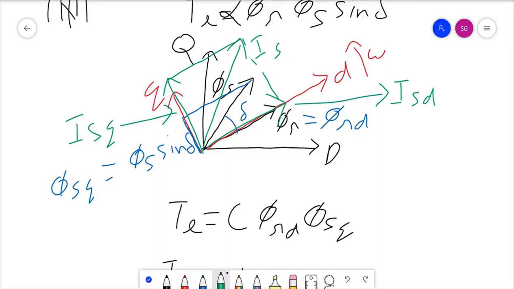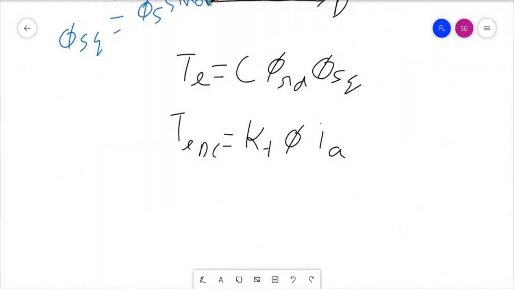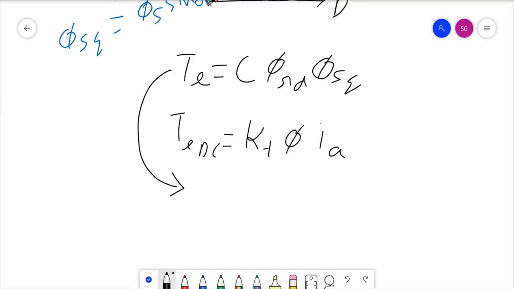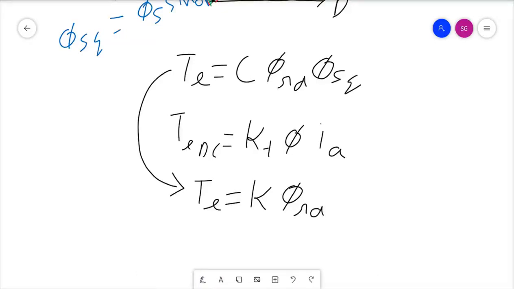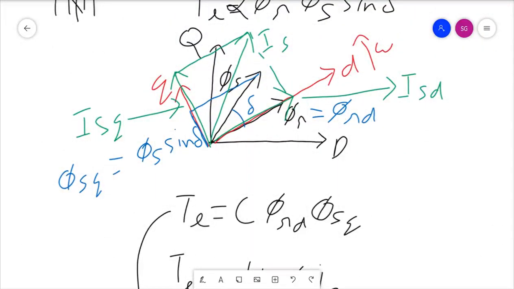So we can always replace this flux with the current, because flux will be directly proportional to current, as we know it to be. So we can always write this torque equation as Te is equal to, let us take a different constant K, phi RD itself, and phi SQ may be represented by this ISQ current.